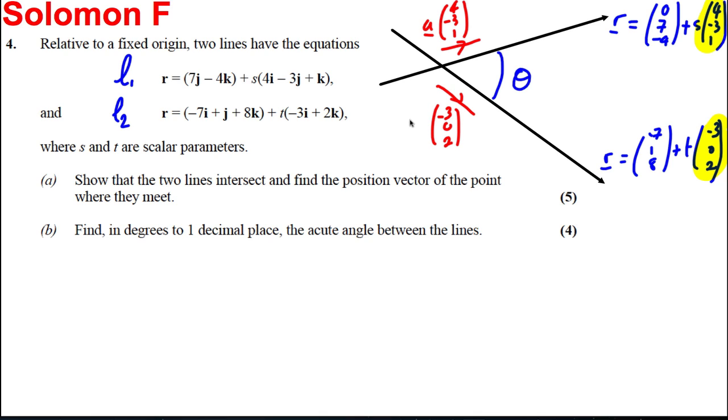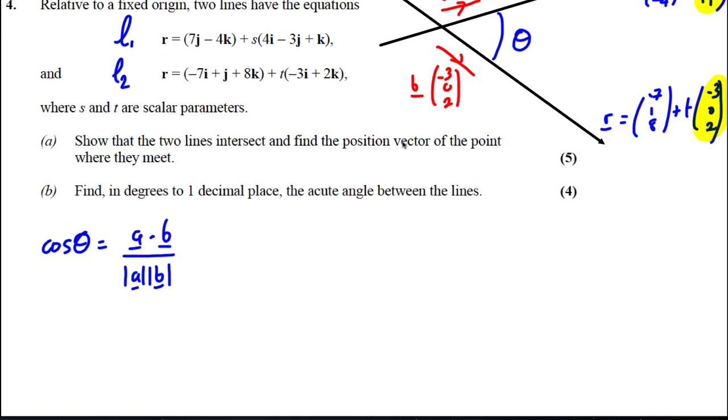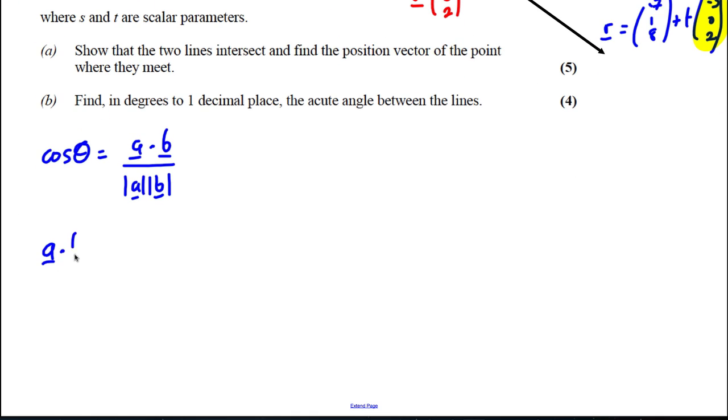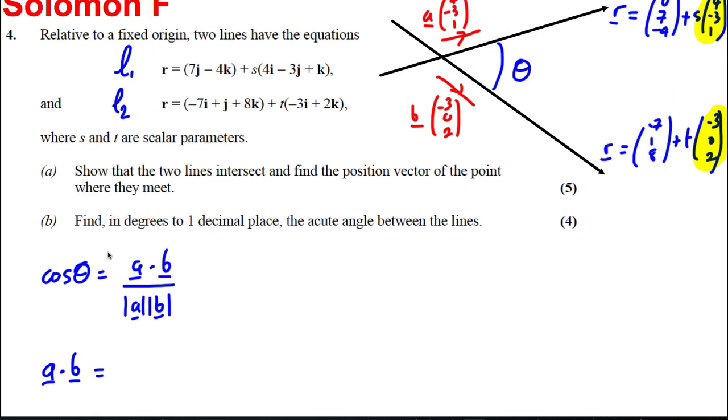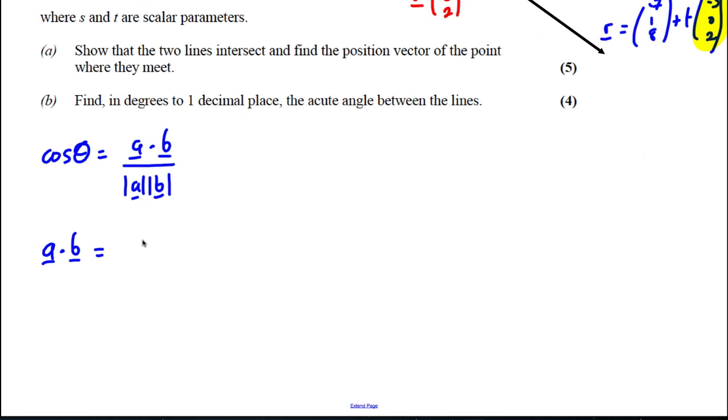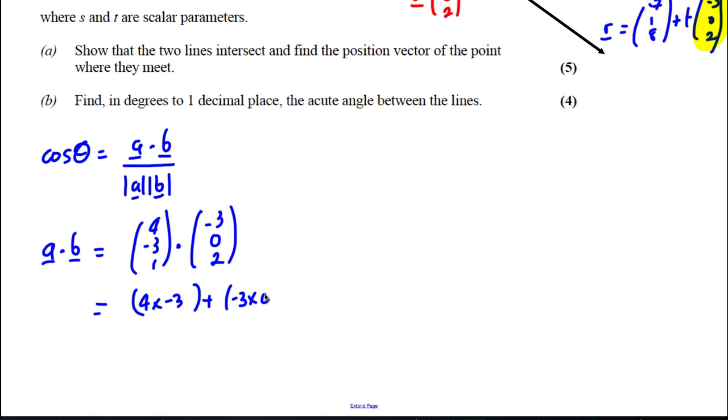I'm going to call that my a and call that my b, and I'm going to use the formula that cos of theta is a dot b over the modulus of a multiplied by the modulus of b. Careful here not to use the positions. We care just about directions. Okay, so let's work this out. a dot b is going to be equal to 4, negative 3, 1 dotted with negative 3, 0 and 2, which will give you 4 multiplied by negative 3 plus negative 3 multiplied by 0 plus 1 multiplied by 2. And if you do that, you're going to get negative 10.